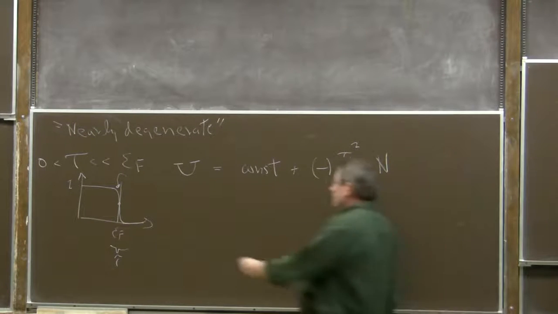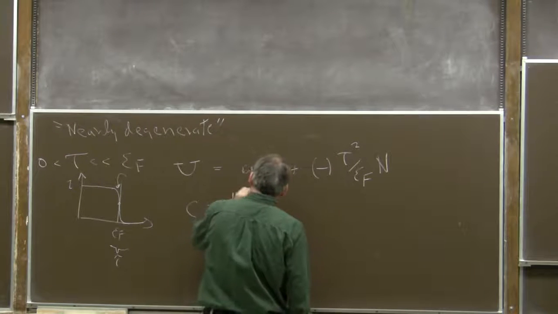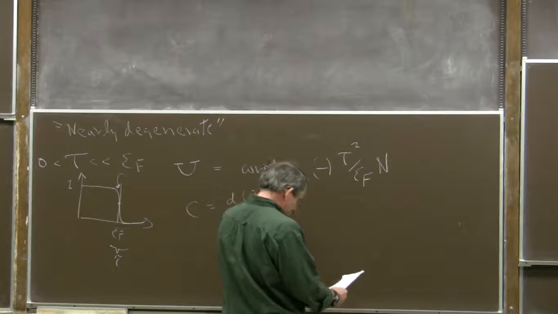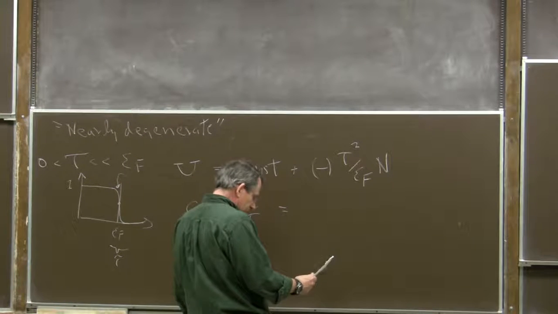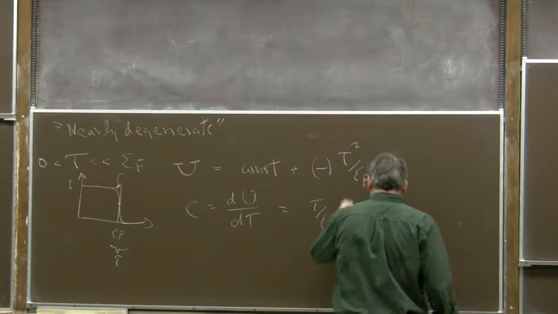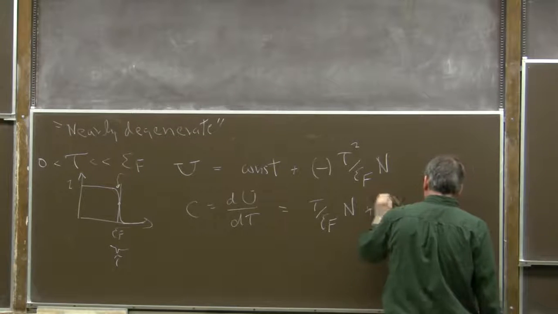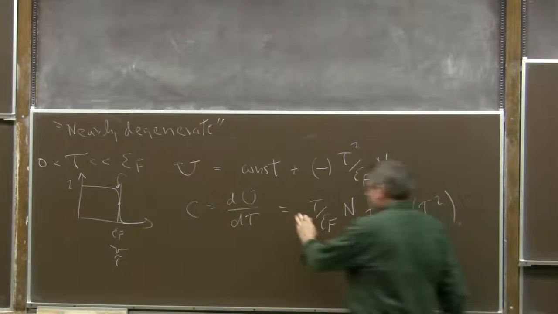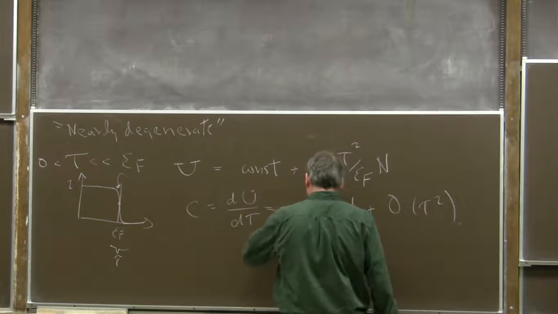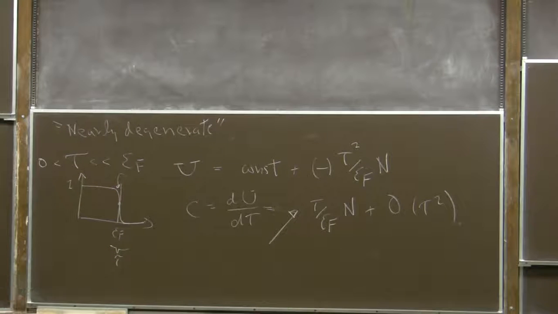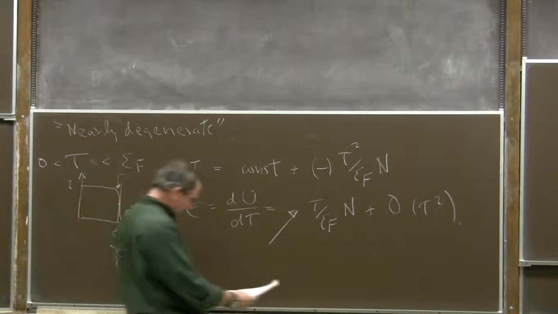And so correspondingly, the heat capacity, dU d tau, has a term which is the leading term for small temperature, which is proportional to tau over EF times the number of particles, plus higher order in the temperature, order tau squared, etc. And I said equals, but actually there's a number there, and we computed it. The coefficient of tau over EF N in the heat capacity we saw was pi squared over 2.